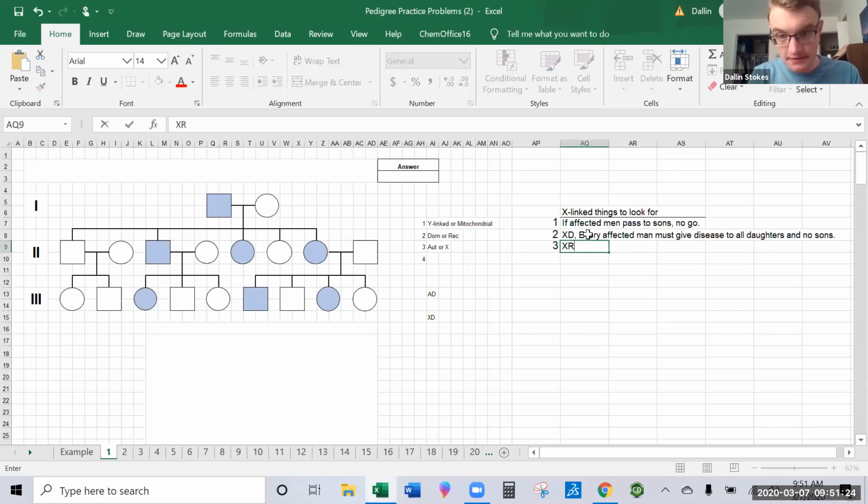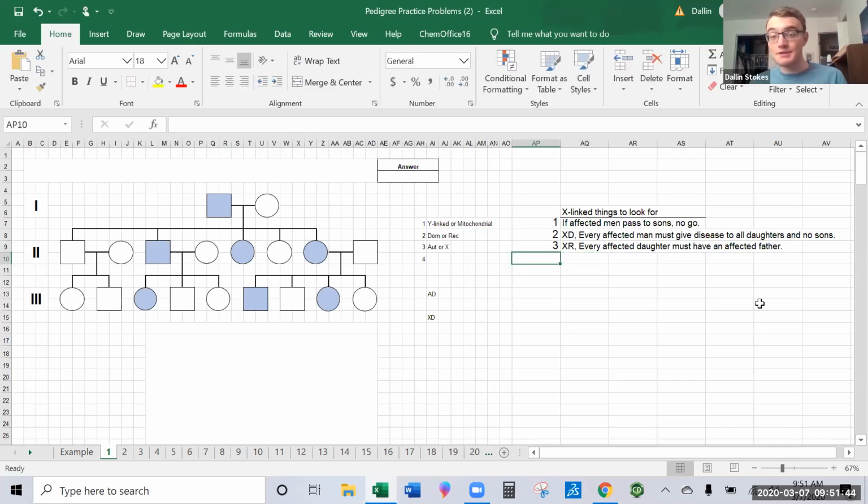For X-linked recessive, every affected daughter must have an affected father. The reason for that is because if the disease is X recessive, what's the only genotype a female can have to show the disease? They have to be X little r, which means they had to get an X little r from mom and an X little r from dad.